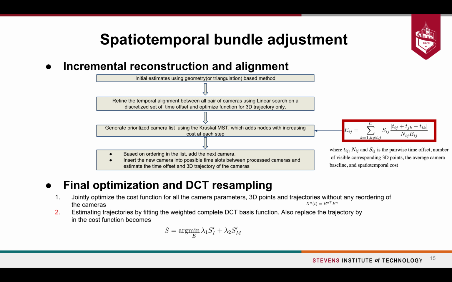And here is their method, trying to do incremental reconstruction using the cost function. In the first step, he tries to initialize all the values from some geometry triangulation-based method. Then in the second step, he tries to refine the temporal alignment between all pairs of cameras.